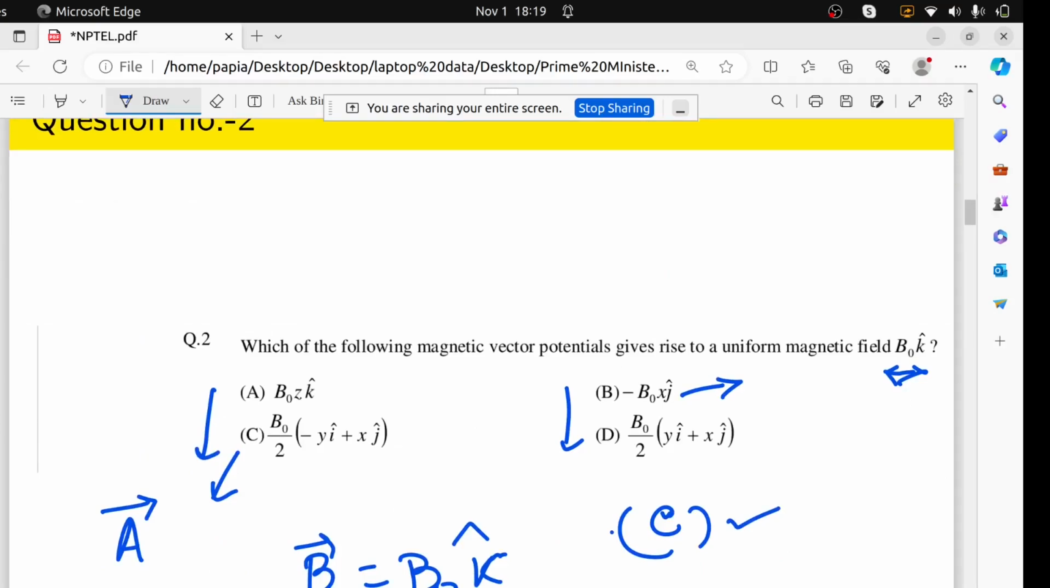Now similarly we can also check A and D also. These two will not give the correct one. This one will also not give the correct one. C alone will be the correct one. Okay.